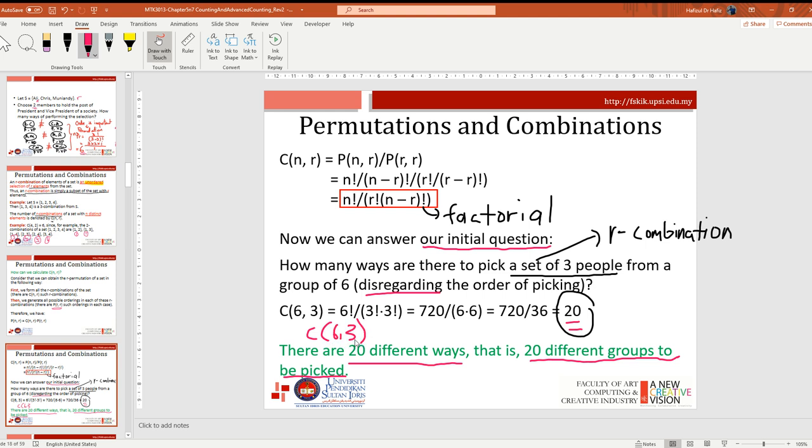Okay, it is C(n,r). N now is 6, R is 3. So we got 6 factorial, which is 720, divided by 3 factorial multiplied by 3 factorial, which is 6 multiplied by 6. The answer is 20 different groups to be picked.